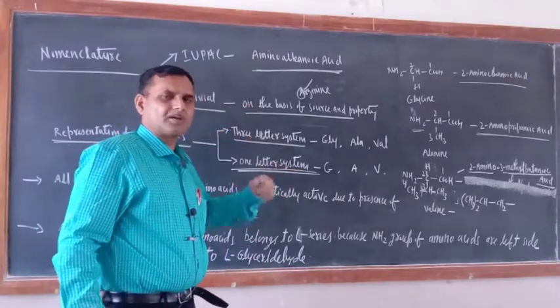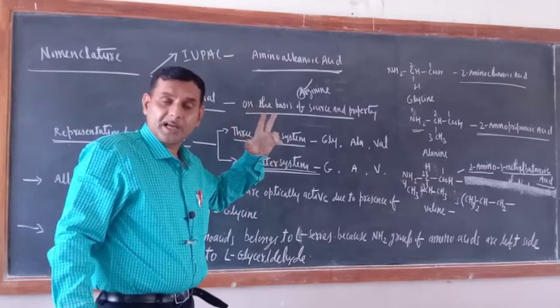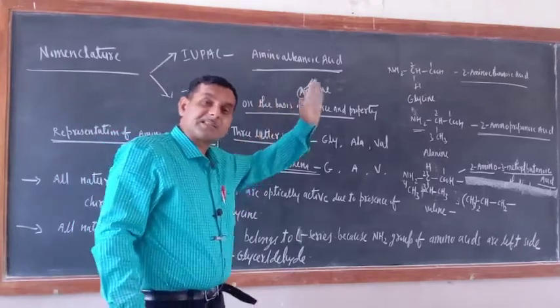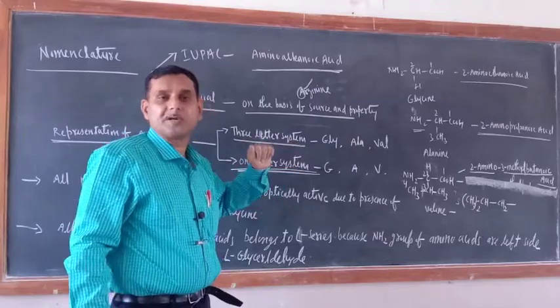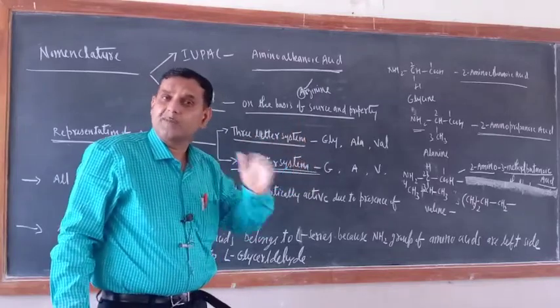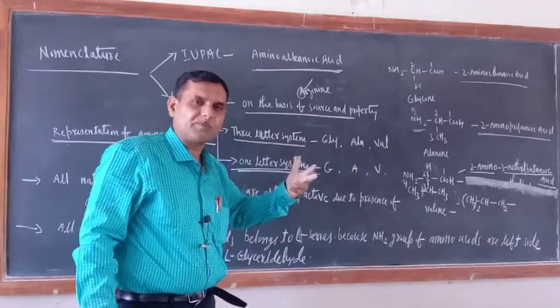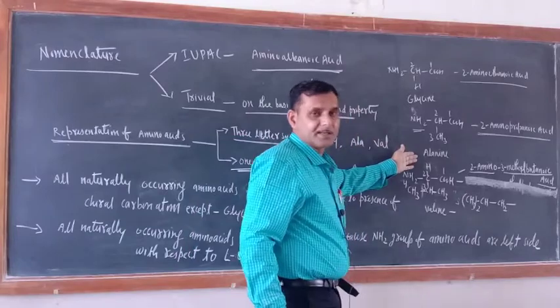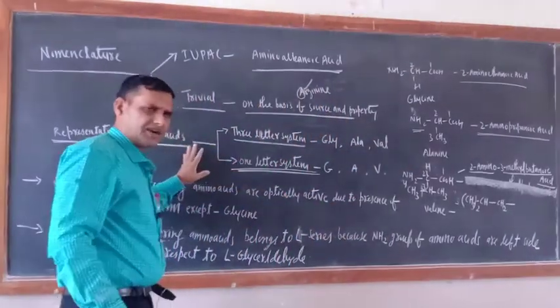And moreover, whose A should not be written and whose R should be written, try to understand: which is first in the category of amino acids, their first letter only should be taken, and subsequent amino acids' next letter should be taken. Are you getting my point or not? So alanine is first as compared to arginine. This is not a very important thing.